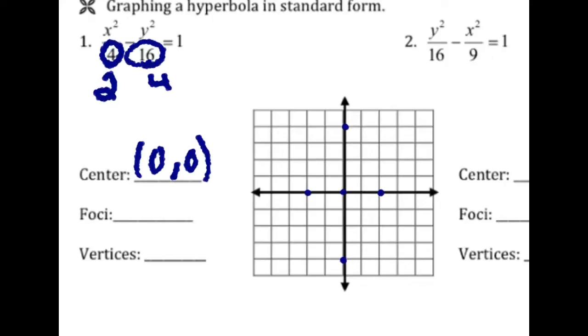Now if it was an ellipse, we'd be done, right? We'd basically just connect those points and have the ellipse that we're looking for. So here's the difference with the hyperbola, and this is just the way to do it.